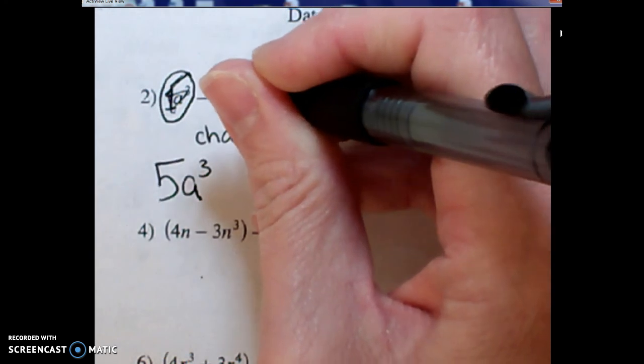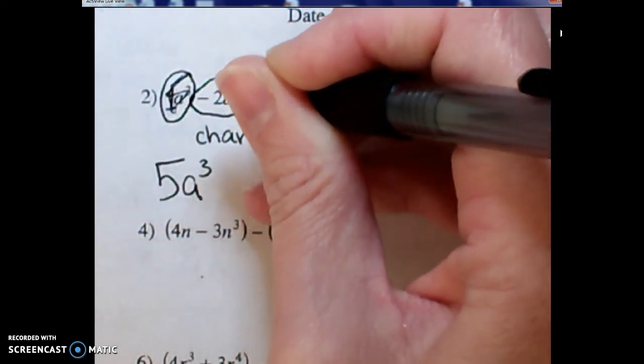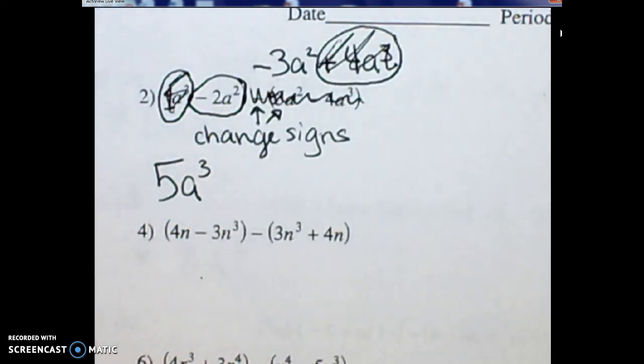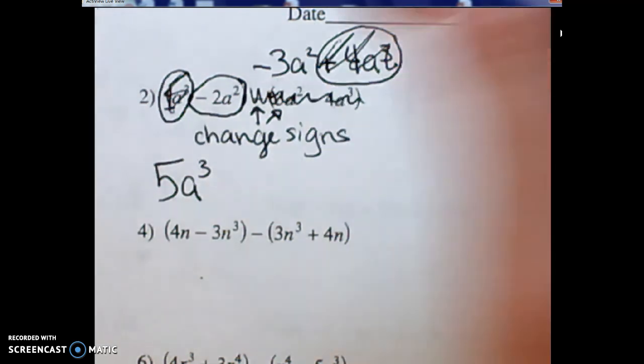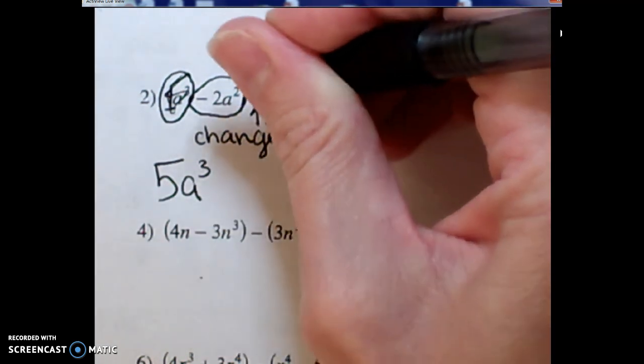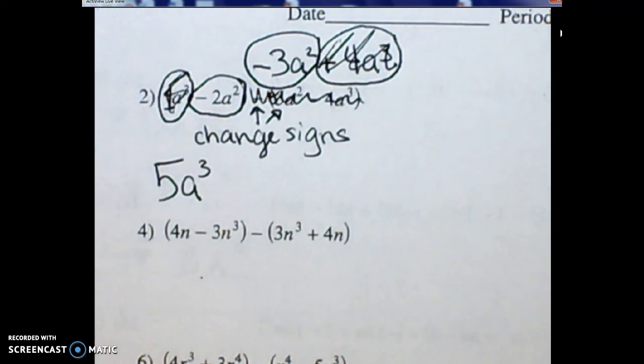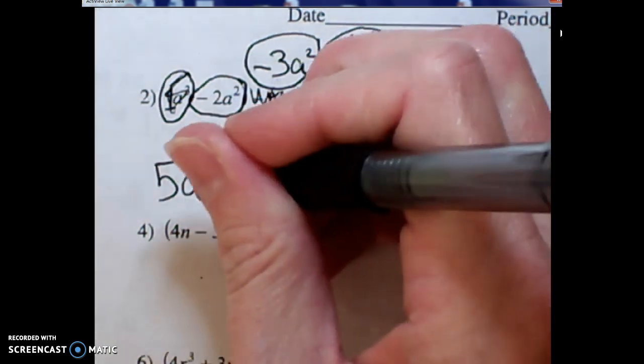The next piece that I have is minus or negative 2a squared. Do I have another a squared? Yes, that minus 3a squared or negative 3a squared. So I'm going to circle those two and I'm going to combine them. They're both negatives. I'm just getting more negatives. More negatives altogether. So what do I end up with? Negative 5a squared.